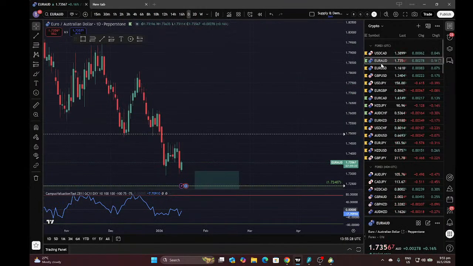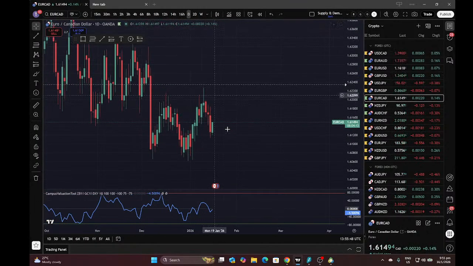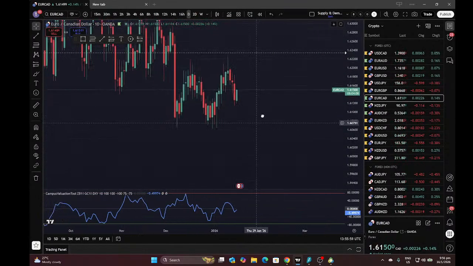Okay, so next I'm looking at the next currency pair. We say we're going to do the euros. Let's do the Euro Canadian dollar. So let's start with looking at the supply and demand area at the higher time frame.